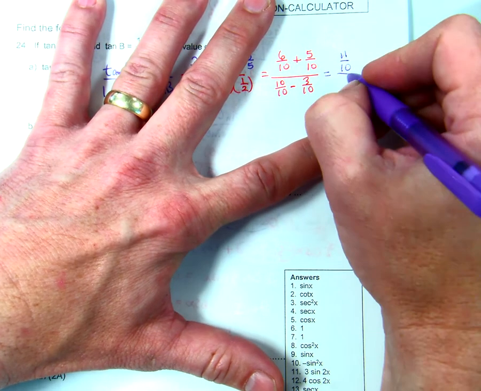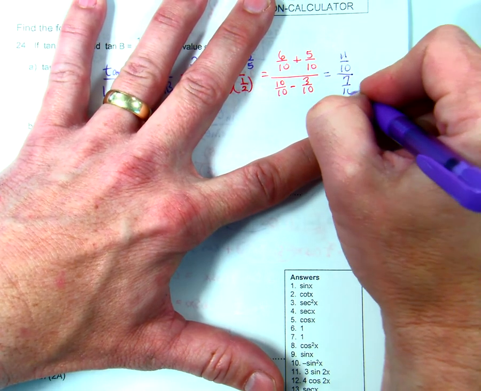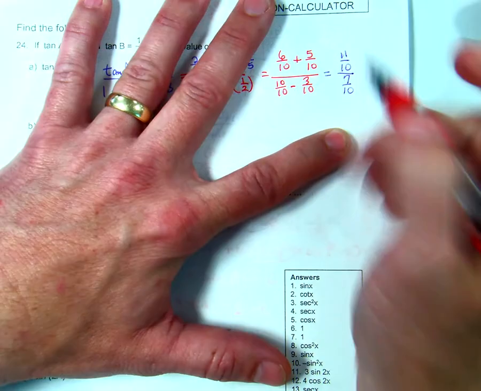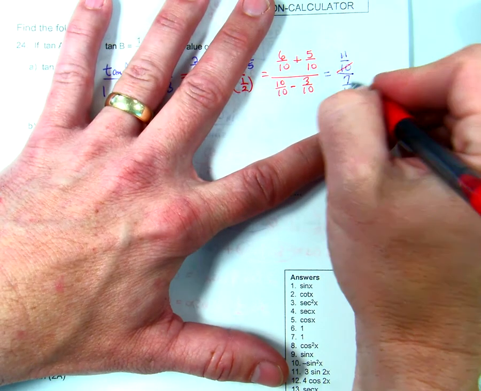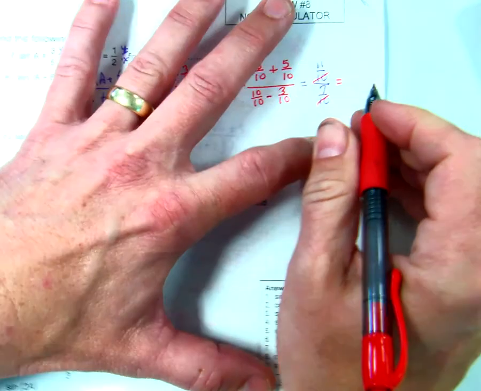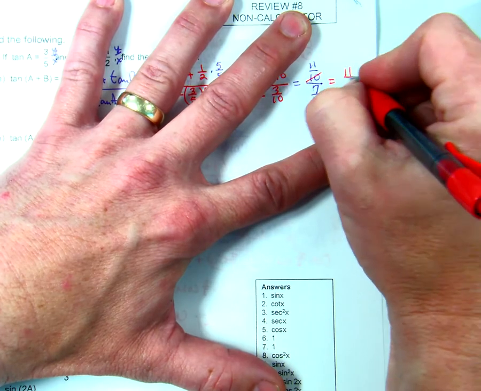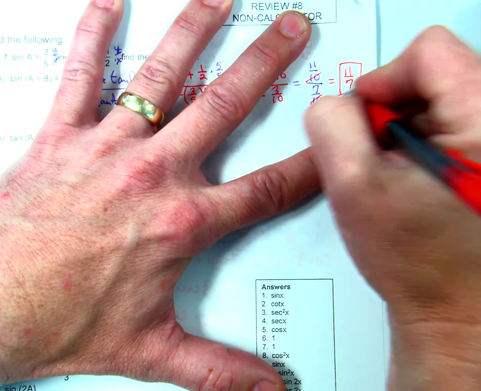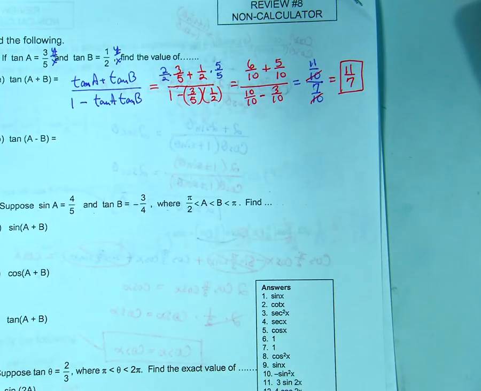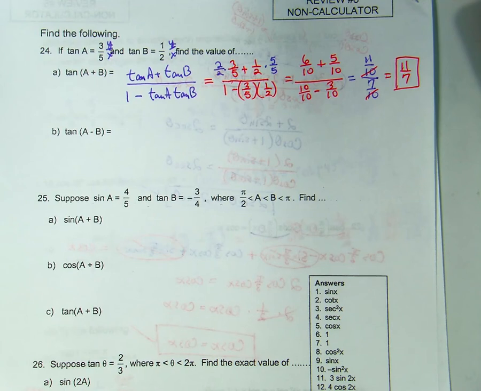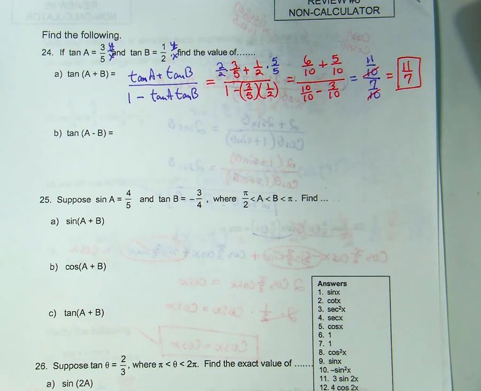all over 7 over 10. And we know the little trick here with common denominators with fractions here. Those just cancel. And we have 11 over 7. Okay? In this case, they're just going to let you leave it in that fraction form, not change it to a mixed fraction or a decimal. So that's sufficient for now. Number 24a is 11 over 7.